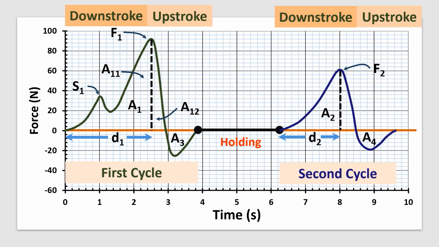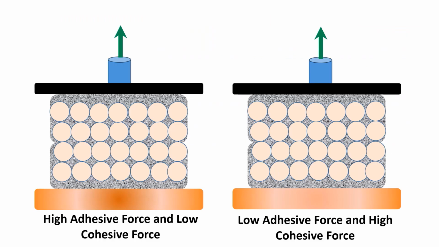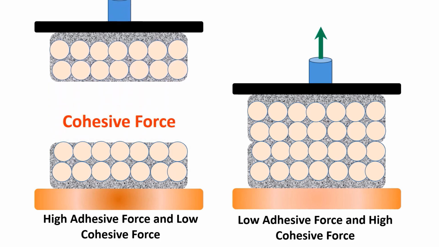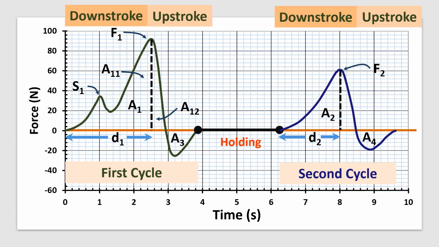Adhesiveness is the negative area of the first cycle, that is A3. It represents the work necessary to pull the compressing plunger away from the food surface. Cohesive force is within a food, while adhesive force is on the surface of a food. In this slide, we could observe the cohesive and adhesive failure. First, cohesive failure and second, adhesive failure.